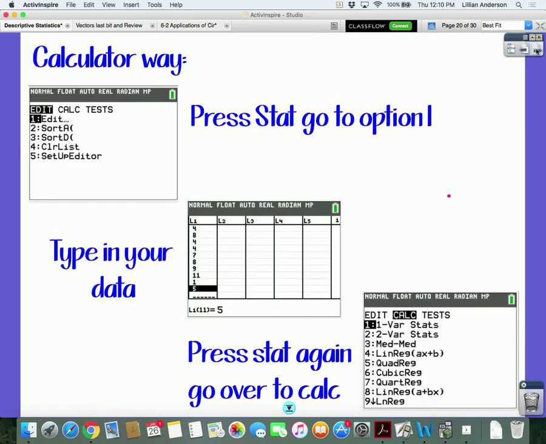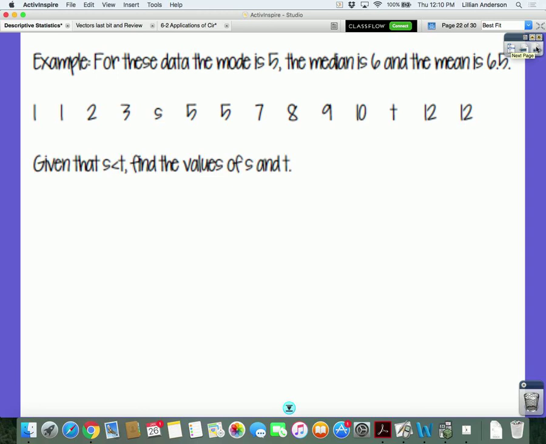All right, continuing forward. Let's look at this problem. It says for these data, the mode is 5, the median is 6, and the mean is 6.5. Here's your data. Now, if you notice, this data has 2 variables in it. And given that S is less than T, find the value of S and the value of T. So we have to use what we already know, that the mode is 5, the median is 6, and the mean is 6.5, to find S and T.